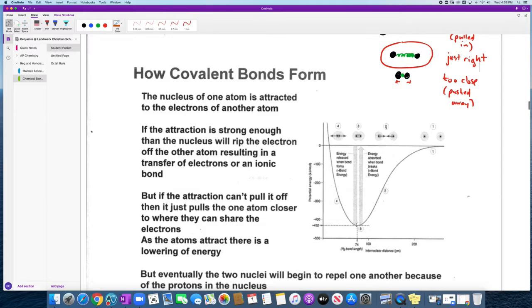And right here on the x-axis, this is the distance between the atoms. I think this is actually for a bond between two hydrogen atoms. Apparently the ideal length is 74 picometers. That's the internuclear distance, so the distance between the nuclei.